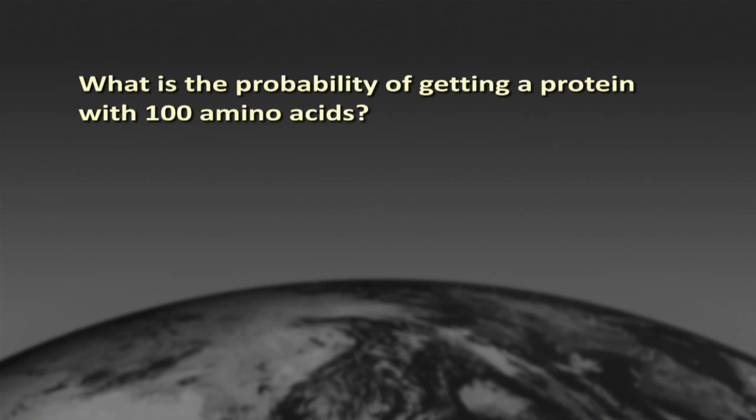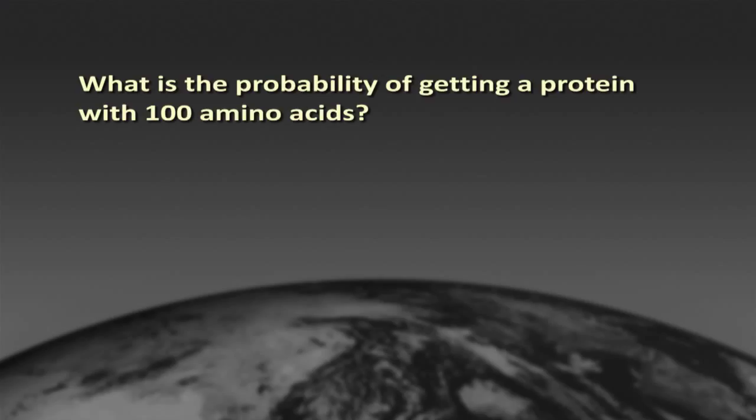We're just looking at the protein. Now, to help keep this math very simple, we're going to look at the probability of getting a very small protein, a protein consisting of only 100 amino acids. And again, proteins come in sizes from about 50 amino acids to over 26,000. And we're just going to look at the probability of getting just one small protein.